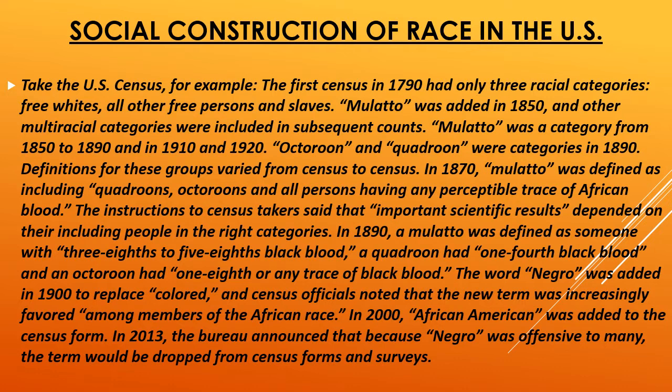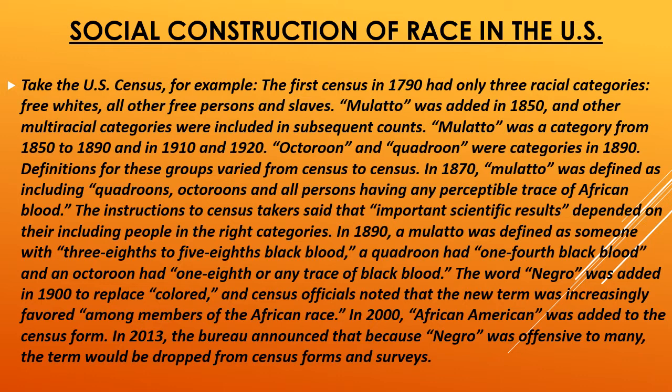So take the U.S. Census, for example. The first census in 1790 only had 3 racial categories listed: free whites, all other free persons, and slaves. So those were your 3 races according to the U.S. Census in 1790. Then in 1850, so 60 years later, the category mulatto was added to the census categories, and other multiracial categories were then included in subsequent census counts.